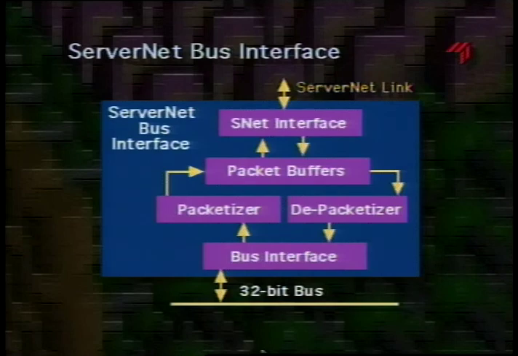The final key ServerNet interface chip is the bus interface. This chip does transfers between a single ServerNet link and a standard 32-bit bus, such as a PCI, VME, or a microprocessor type bus. The idea of this chip is that we can have standard burst mode read and write transfers on the standard bus, shown at the bottom, and those are translated automatically by the chip into ServerNet transfers.